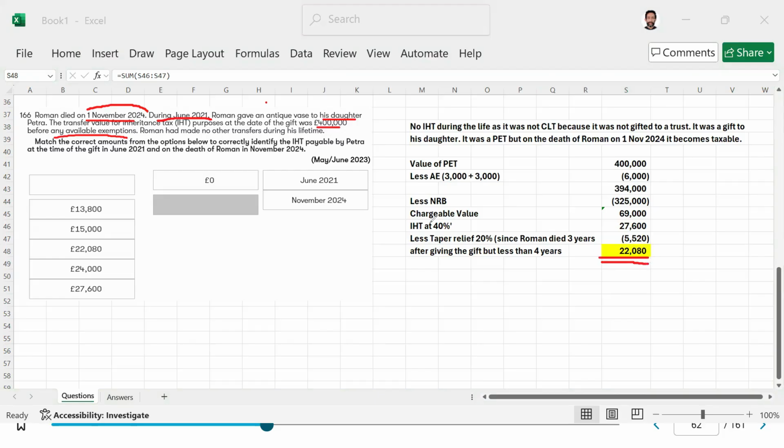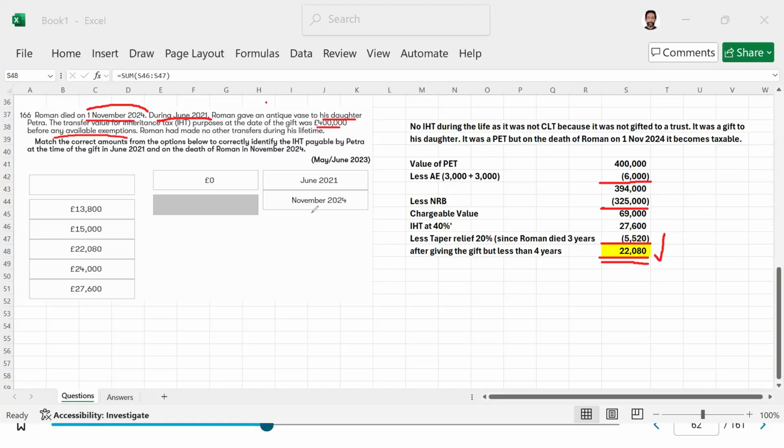This taper relief is only available since it's a lifetime transfer. The taper relief is not available on a death estate. So don't try to calculate that. So first of all, we deducted the annual exemption. Then we took away the nil rate band. The chargeable value was this. Then we applied the tax 40%. After that, we deducted the taper relief. And now this is the tax which will be payable.